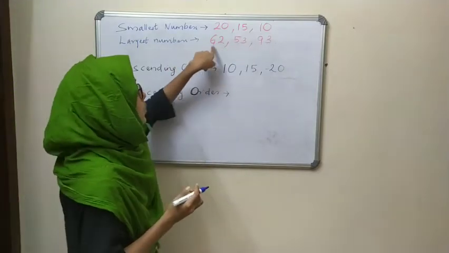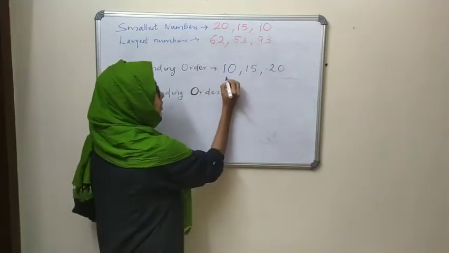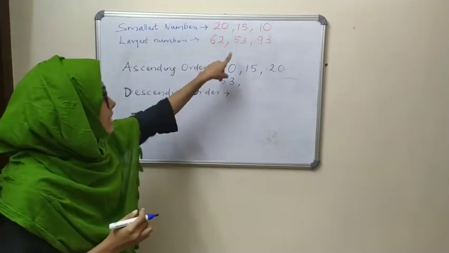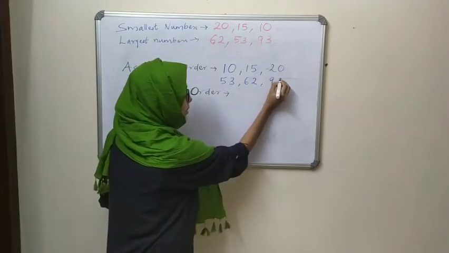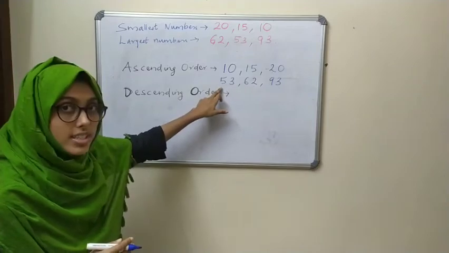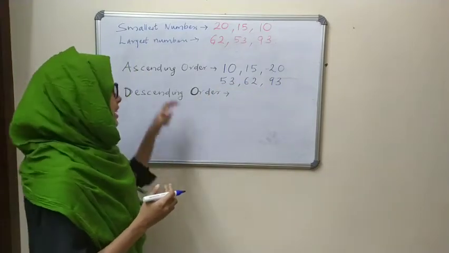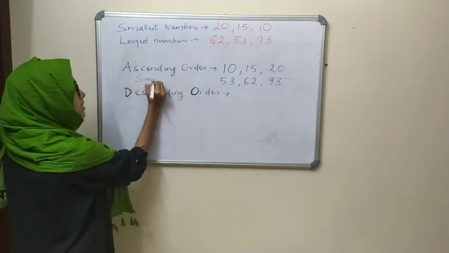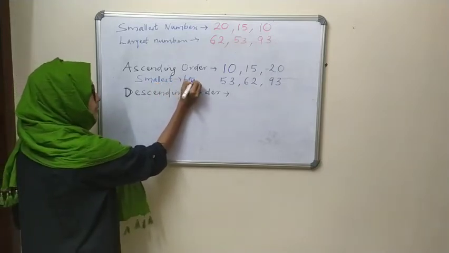Look here. Which is the smallest number? Smallest is 53. Isn't it? And then 62. Then 93. Again here, this is from the smallest number to the largest number. So that is ascending order. From smallest to the largest.